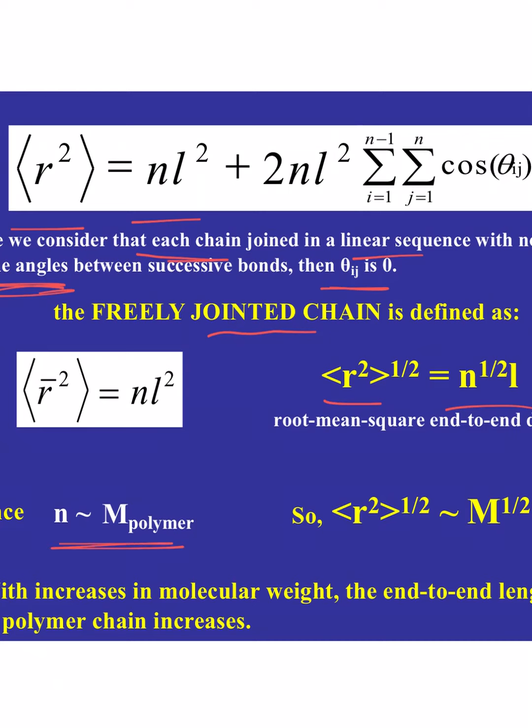And there's this other issue of saying that n is equal to the molecular weight of the polymer, so there's a different way of defining it: the root mean squared distance is equal to the molecular weight to the half power, which is also reasonable because with increases in molecular weight, the end-to-end length of the polymer chain increases. And so this makes at least conceptual sense. Again, as the chain gets longer, then that distance between those ends should also itself get longer. All right, so this all works relatively well.